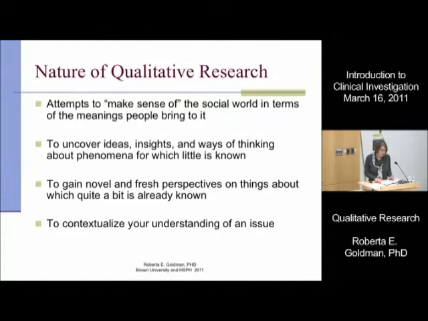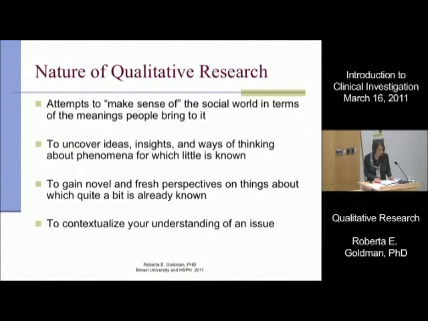Qualitative research attempts to make sense of the social world in terms of the meanings people bring to it. When I say social world, it can be as broad or as narrow as makes sense for your study. So it could be what is going on in this particular ICU, what's going on in this broader immigrant community, what's happening in all of Boston in relation to a particular topic. Whatever it is that your research study is about, that's what your social world is. And the interactions of people that are going on within there is what you're looking at with qualitative research.